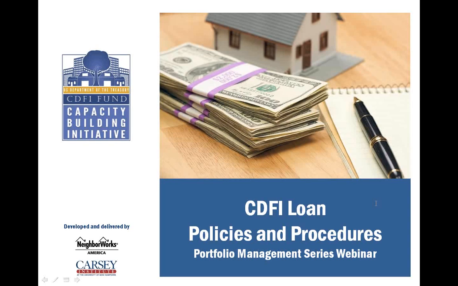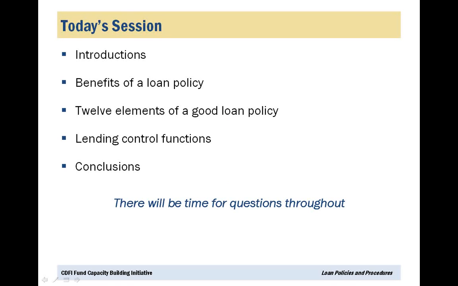Today's session has 5 parts, and we're going to talk about those 5 parts right now. The first is the introduction, and then we'll spend a few minutes talking about the benefits of a loan policy. Then we will move into the 12 elements of a good loan policy. This is the heart of our presentation and is derived from information from the FDIC. We will also spend a few minutes after that going over lending control functions, and then we'll have conclusions.